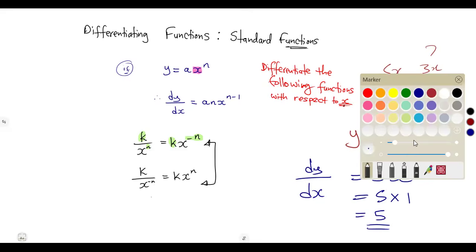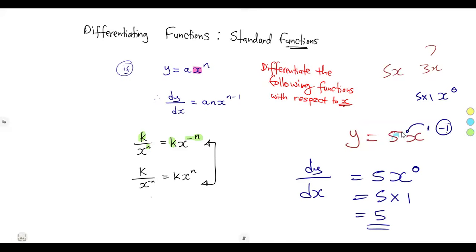So I want you to see the 5 here, the number that you have here, became our answer. If you were to do the same thing, if it is 3x, you're going to see that your answer was going to be 3.